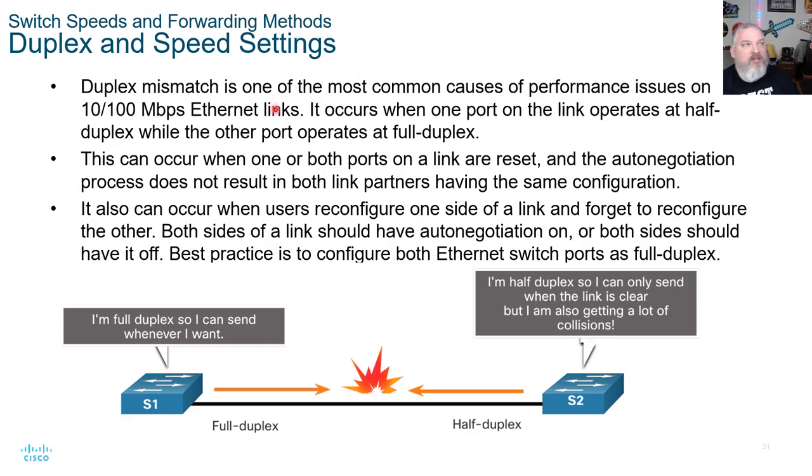Now, duplex mismatch is one of the most common causes of performance issues on a 10/100 megabit Ethernet link. It occurs when one port on the link operates at half duplex while the other port operates at full duplex. And that can occur when one or both ports on a link are reset and the auto negotiation process does not result in both link partners having the same configuration. It can also occur when users reconfigure one side of the link and forget to reconfigure the other side, so human error, and both sides of a link should have auto negotiation on or both sides should have it off. So best practice is to configure both Ethernet switch ports as full duplex. Otherwise you do get collisions there and you've got to be careful about that.